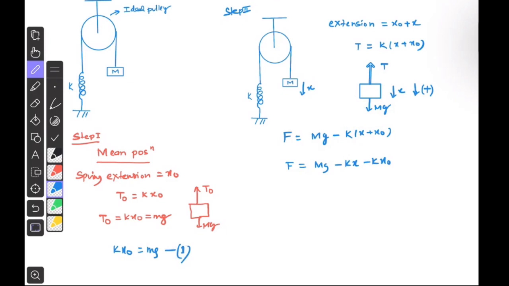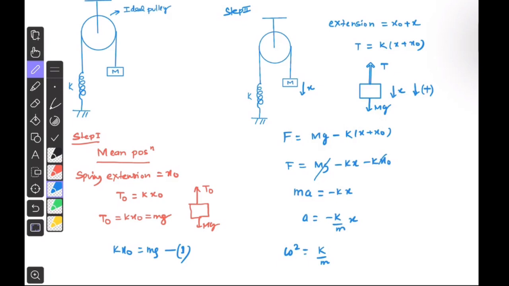I can cancel mg with kx0. What we get is net force ma equal to minus kx, so a equals minus k by m into x, with omega square coming the same as we have seen in some examples before. So this is one method.